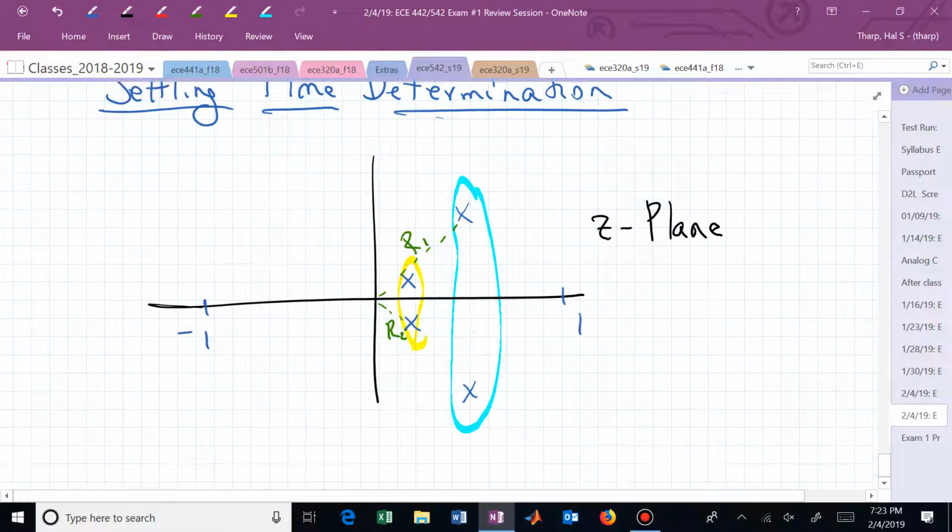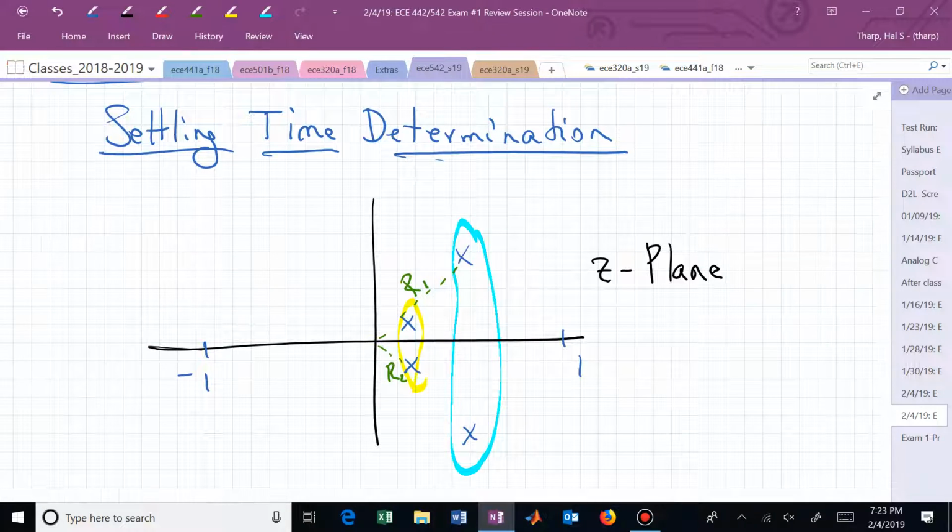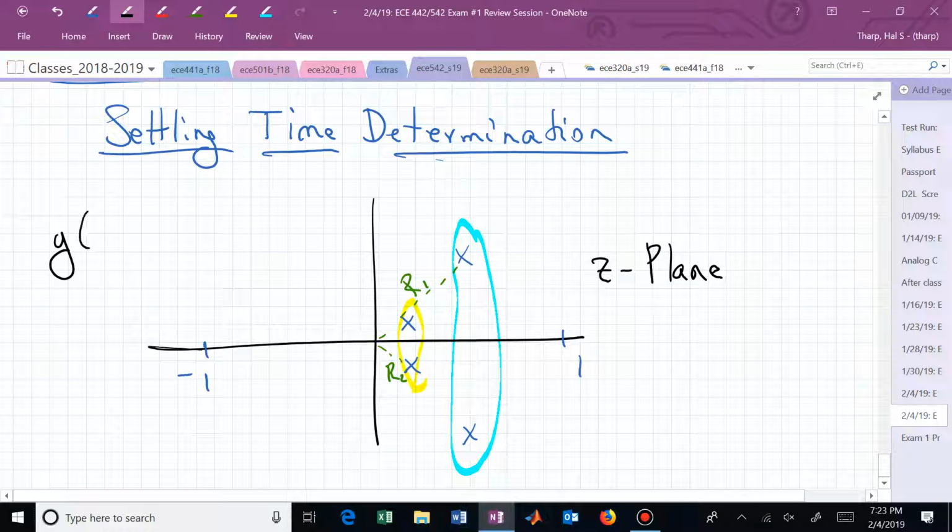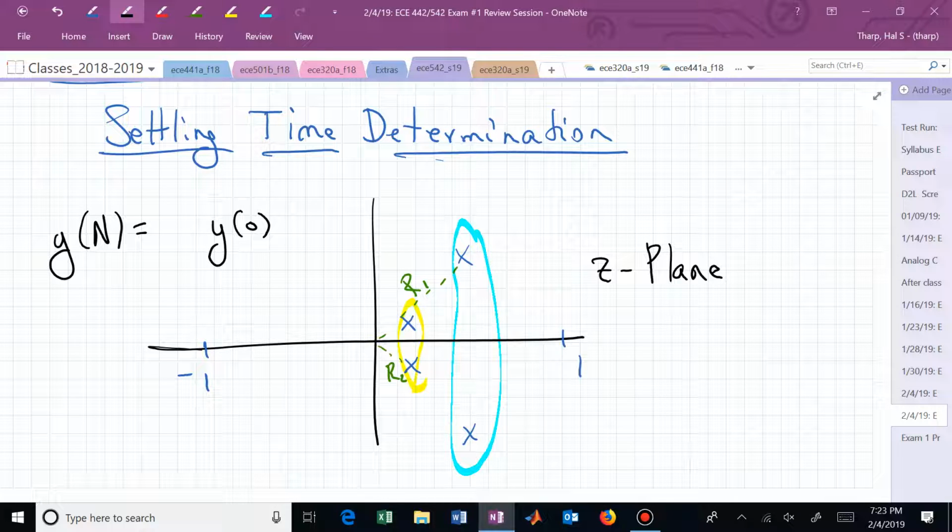So if we were trying to do the settling time for this, what's our settling time formula? y of capital N is equal to something times y of 0. What's the something that relates the initial value to the final value that's now within 1% of where we wanted to be?